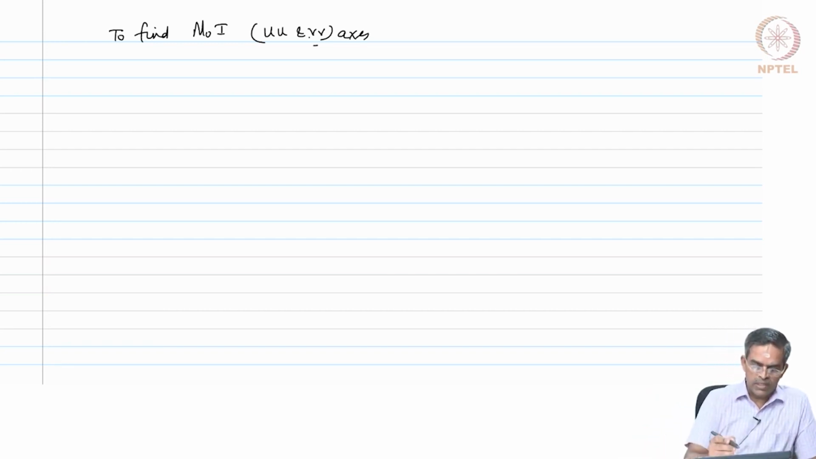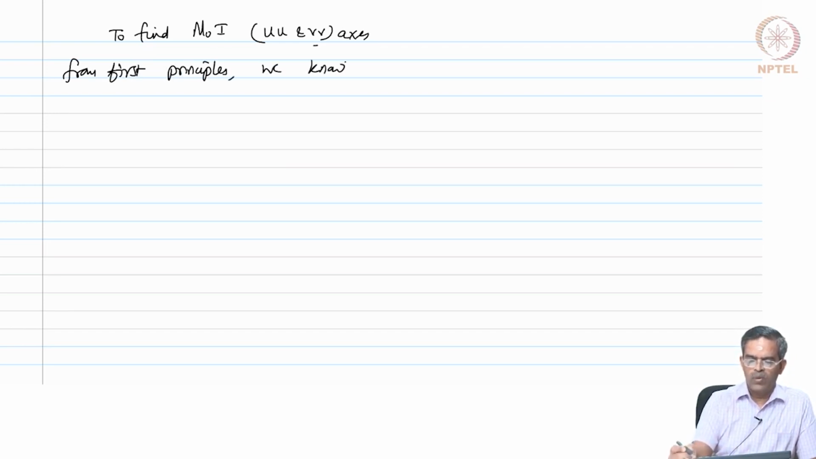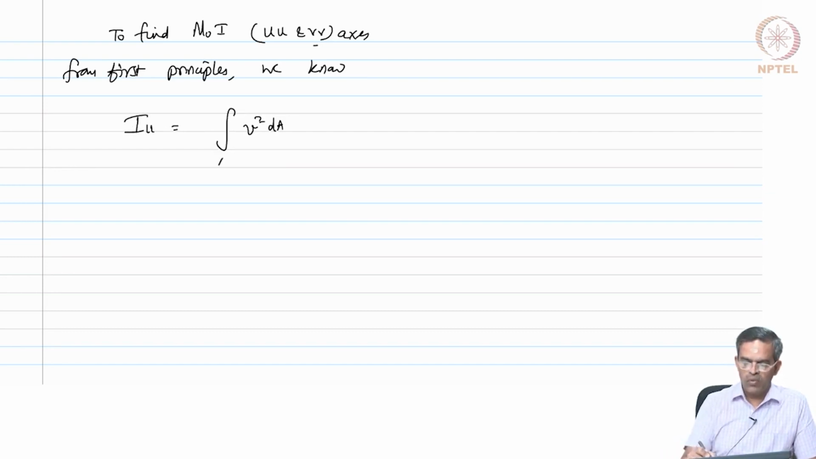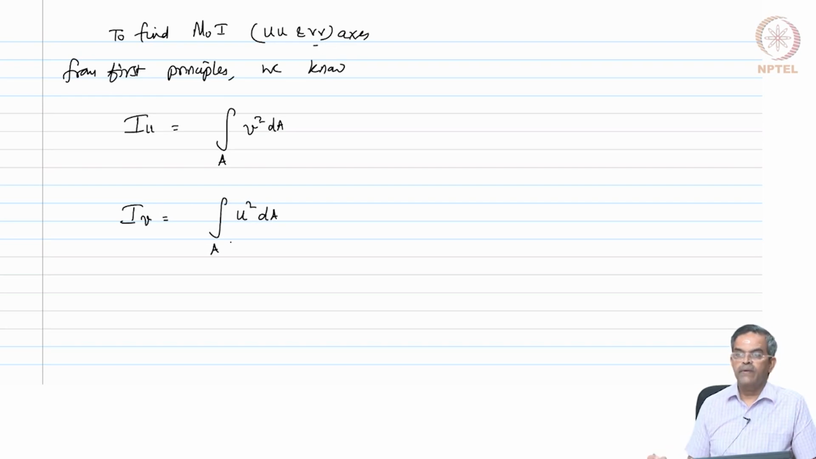So, let us use first principles. So, from first principles, we know IU is integral V square dA for the whole area A. IV is integral U square dA for the whole area A. We call this equation 2E.